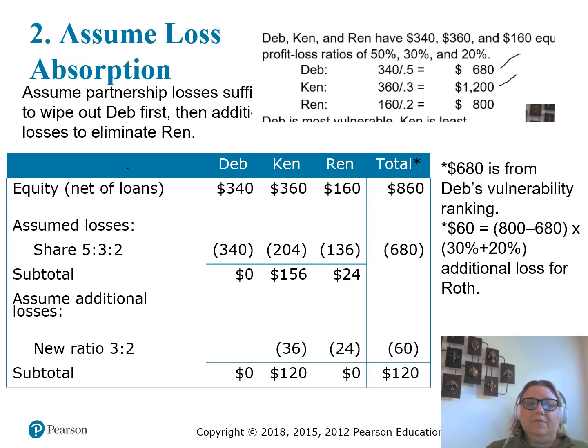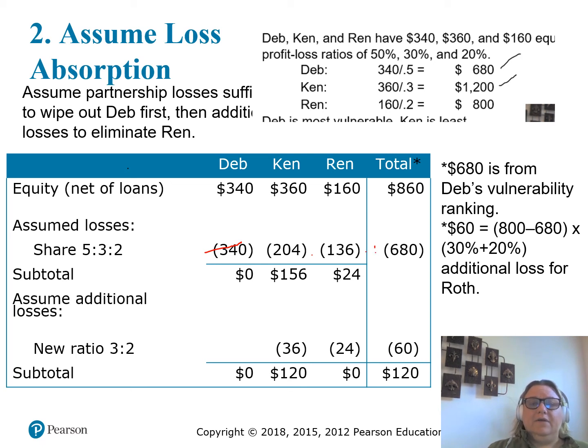Now what we're going to do is run through the loss absorptions in step 2. We'll break down Deb, Ken, and Ren, their equity of 860. Then we're going to wipe out Deb, so we take her out of the equation here. She gets wiped out and it's broken between Ken and Ren, for a total of 680.